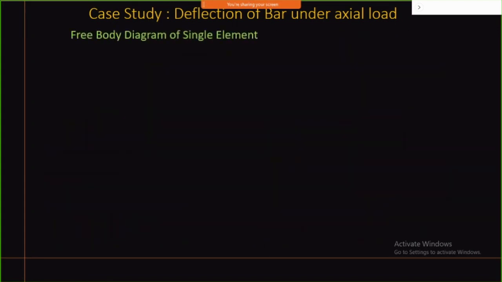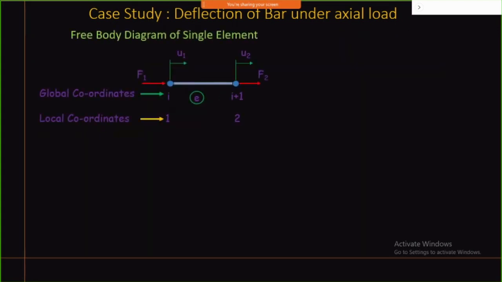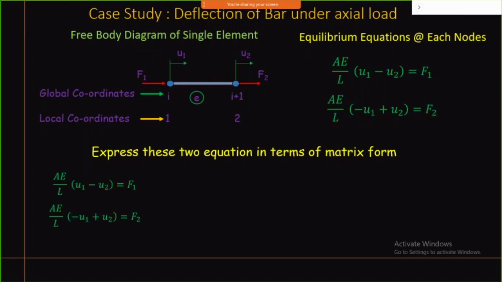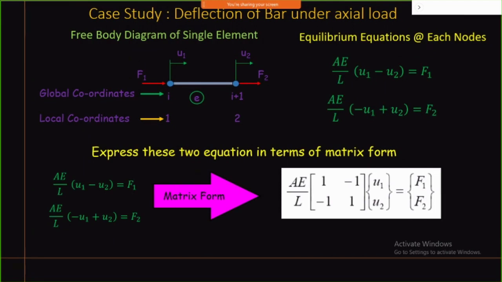We formulated the stiffness matrix using a simple basic principle, that is a free body diagram, and then we have these equilibrium equations. These equilibrium equations are further converted into matrix form. These equations typically talk about the behavior of this particular single element, and its behavior will be represented by these two equations, u1 and u2.